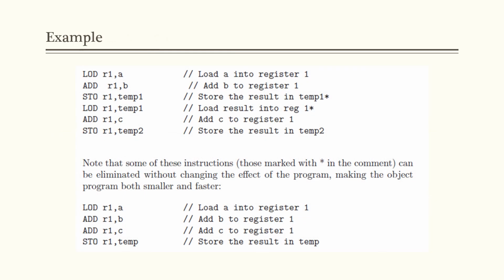Okay, for example here, we have this assembly language code generated from our high-level language. If you see the star here in the code, those marked with star in the comment can be eliminated without changing the effect of the program. It means that if these two instructions are not there, it's also fine. It will not change the meaning of the code. If you don't store R1 inside TEM1 and load R1 from TEM1, it is also fine. The code will run and produce the same result.